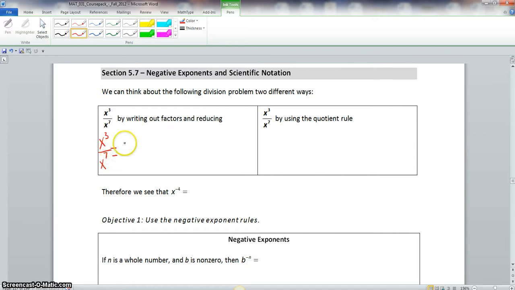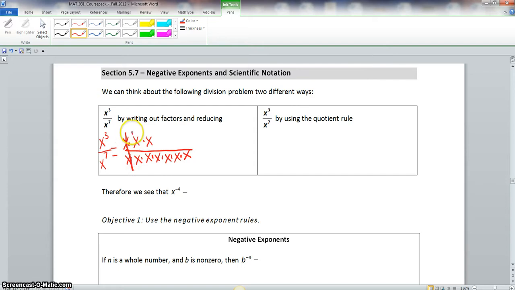And so what we could write out is all of their factors. So we had x times x times x for the x to the third. And then the x to the seventh, we had x times x times x times x times x times x. Let me see, that's 6 x's, so this is the seventh x. Okay, now we have their factors and we simplify out all the common factors.